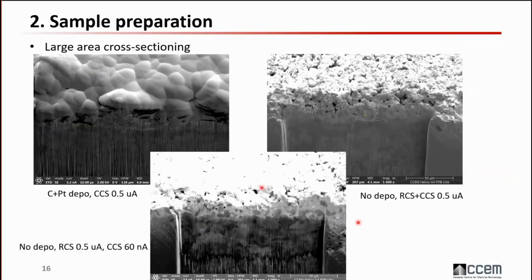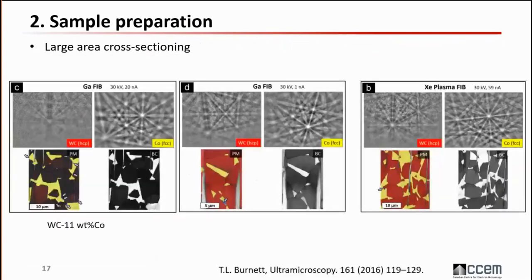So as we mentioned, we have access to very high current with the xenon PFIB. So here is an example showing we can do large area cross sectioning. Here I will say the area is something around 100 micrometers, which can be finished very quickly.